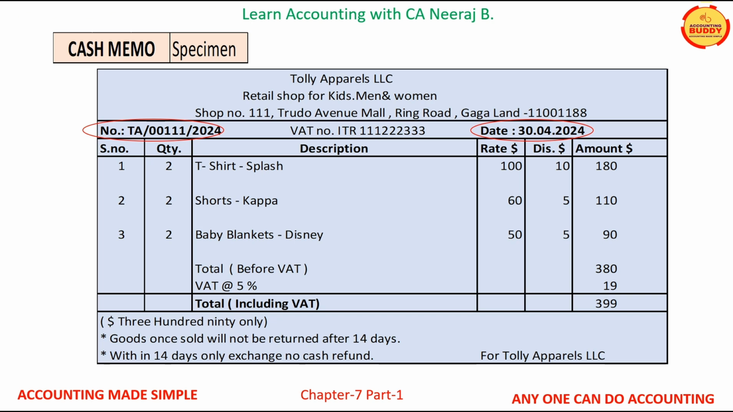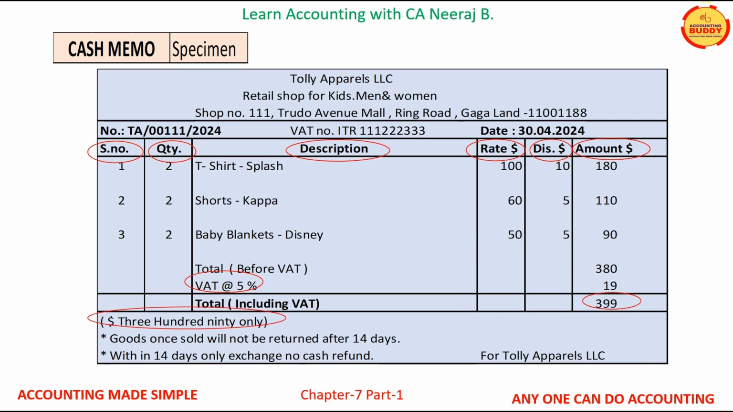If the business is covered under VAT, the VAT registration number is also mentioned. Generally, the columns available on a cash memo include serial number, quantity, description, rate, discount, and the total amount. On the total amount of the goods bought by the customer, applicable VAT is also charged. The total of the cash memo is mentioned in both figures and words.